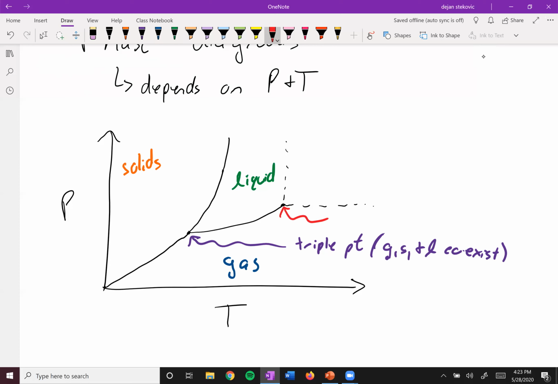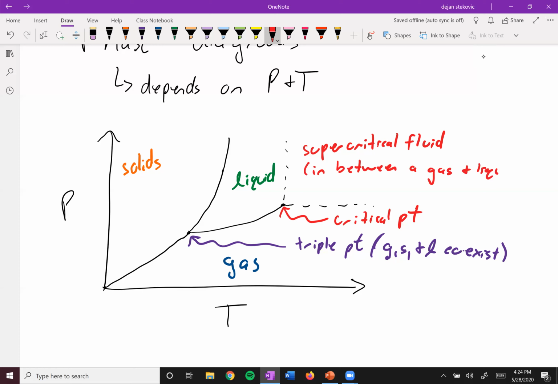Last point over here, this is called the critical point. Above this temperature, we have what's known as a supercritical fluid. And so above these temperatures, basically we can't distinguish between a gas and a liquid. Our supercritical fluid is something that has properties in between that of a gas and a liquid. It has the density of approximately a liquid, but it behaves by taking the volume such as a gas does. So it's in between a gas and a liquid.